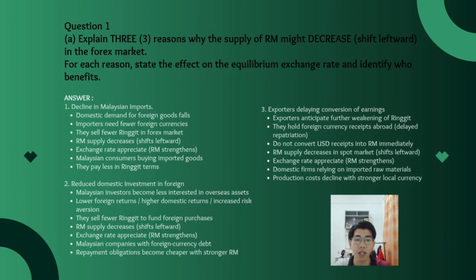Third is exporters delaying conversion of earnings. Exporters anticipate further weakening of the ringgit. They hold foreign currency receipts and do not convert USD receipts into RM immediately. RM supply decreases in the spot market, shifting leftward. Equilibrium exchange rate appreciates. This benefits domestic firms relying on imported raw materials because production costs decline with a stronger local currency.